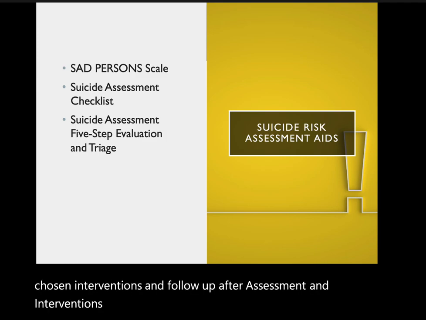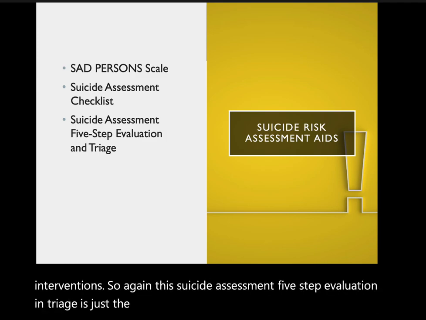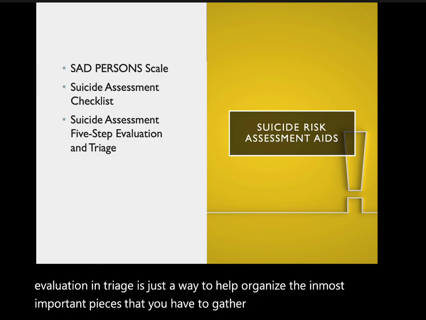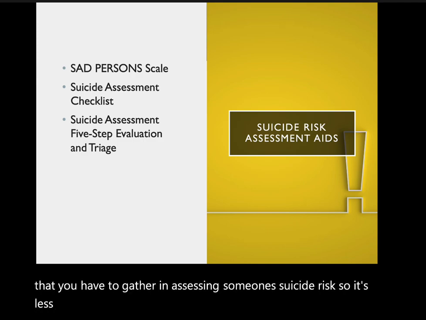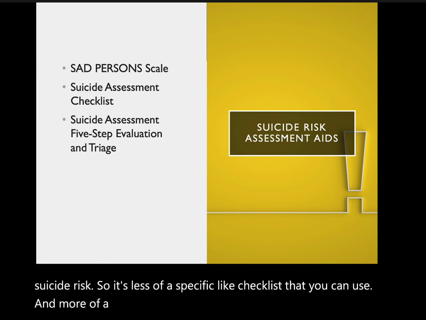the rationale for the chosen interventions, and follow up after assessment and interventions. So, again, this Suicide Assessment Five-step Evaluation and Triage is just a way to help organize the most important pieces that you have to gather in assessing someone's suicide risk. So, it's less of a specific checklist that you can use and more of a procedure that you can follow.